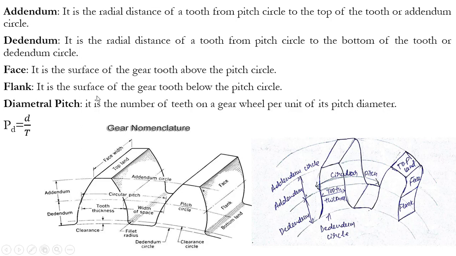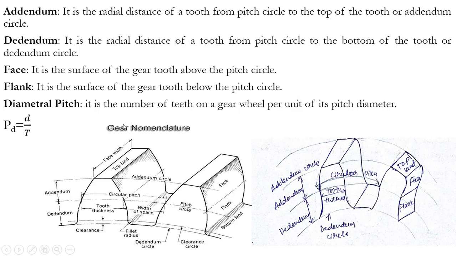Next is flank. It is a surface of the gear tooth below the pitch circle. Yes, this is flank. Surface of the gear tooth below the pitch circle is called as flank. Next, diametral pitch. It is the number of teeth on a gear wheel per unit of its pitch diameter.